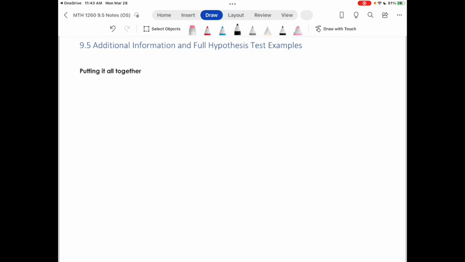In this lesson, we are going to pull it all together now and go through all 5 steps of a hypothesis test. So let's review all the steps, and then we're going to go through 3 examples, including the calculator method.